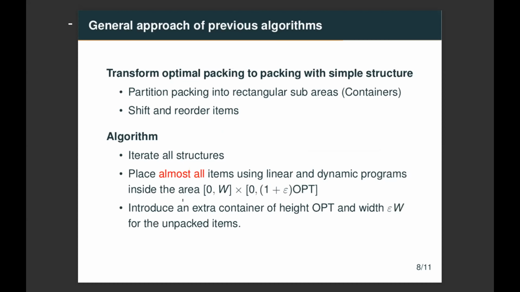And since in strip packing we must pack all the items, we need to introduce an extra container of height opt and width epsilon W for the unpacked items.